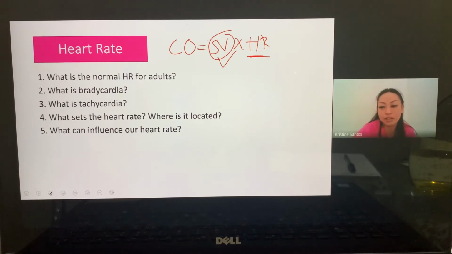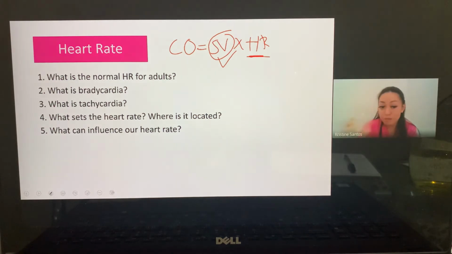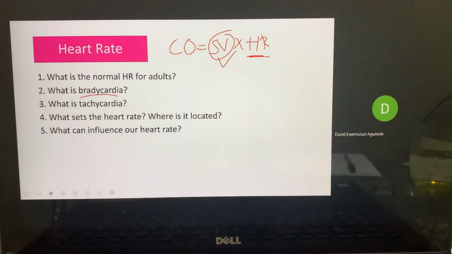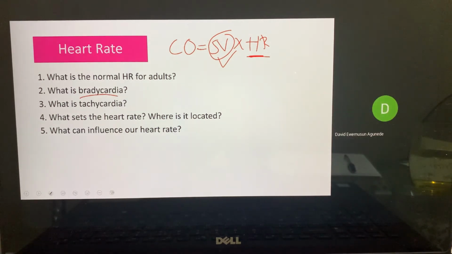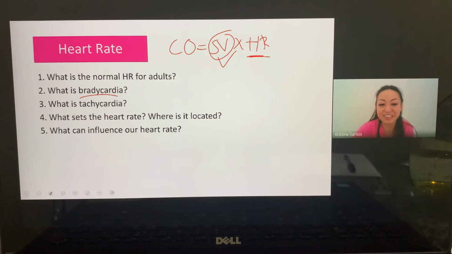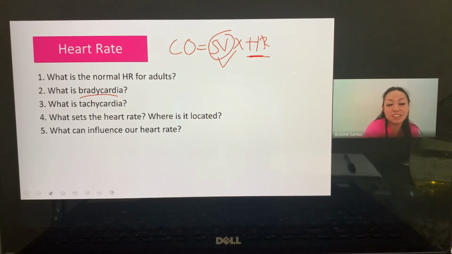What is the normal heart rate for adults? 60 to 100. What is bradycardia then? Slow heart rate. How slow? Less than 60. What is tachycardia? High heart rate. How high? More than 100. What sets the heart rate?